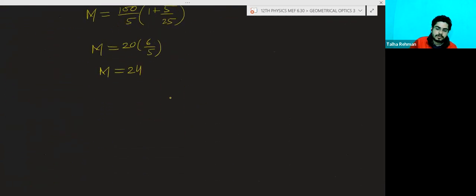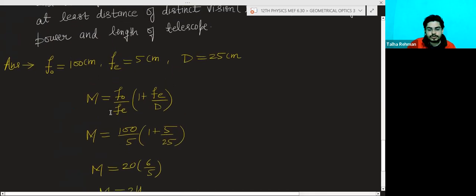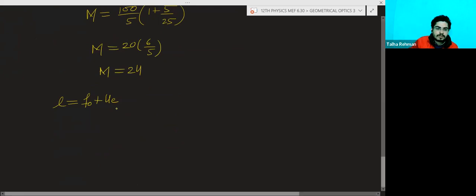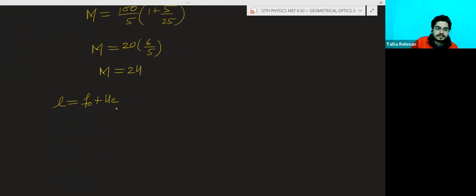Okay. Length of the telescope is FO plus UE. You have FO, but you do not have UE. So how will you find it? See, the final image is forming at D. Final image is forming at D means V you will take as minus D. You will take this as minus 25 centimeter. And U, which you want to find, means UE. It will be basically minus UE.